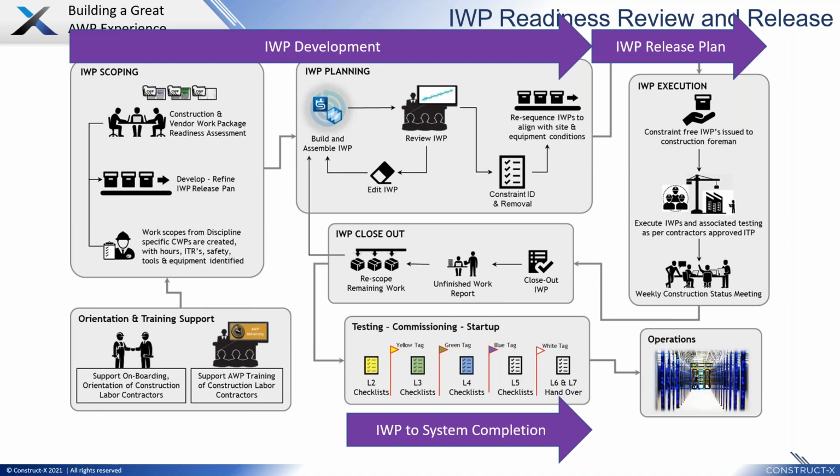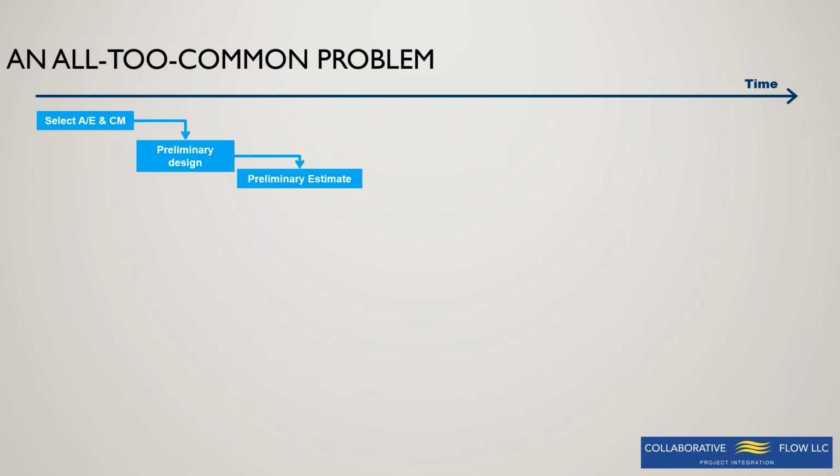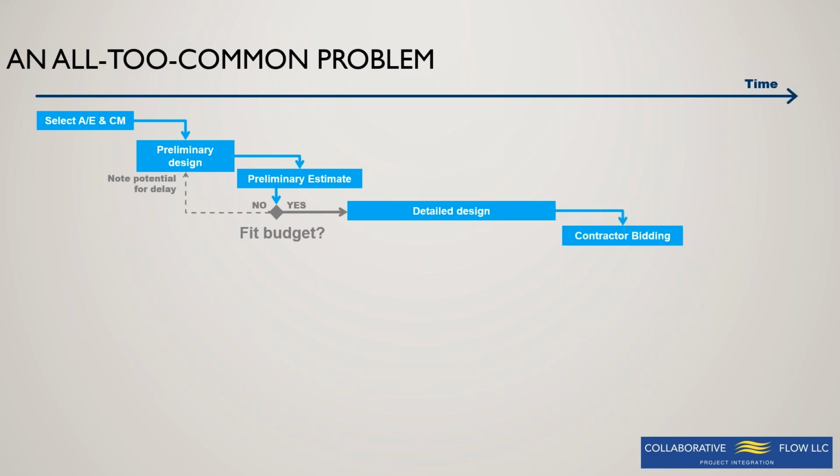So I want to talk about why we do this. This is an all too common problem, and I'm going to describe how I think typical projects go. Most projects start with an AE and CM. You do some kind of preliminary design and some kind of preliminary estimate. You say, is that going to fit our budget? And if that's no, you might go back and change the parameters. But very often, you've got the design team mobilized, you've got people to keep busy, so you go right on into detailed design and then eventually contractor bidding.